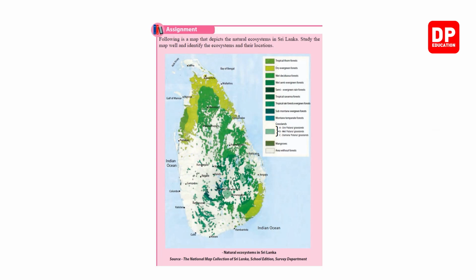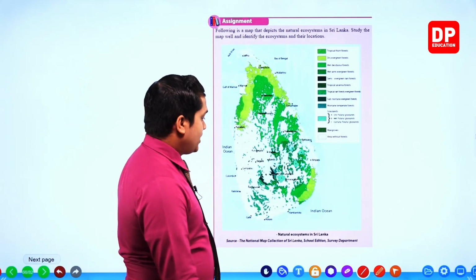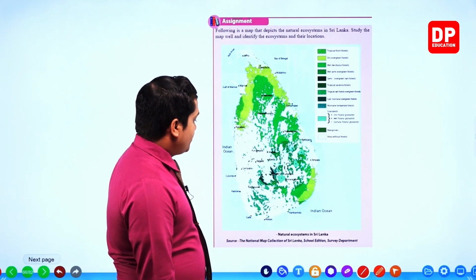Following is a map that depicts the natural ecosystems in Sri Lanka. Study the map well and identify the ecosystems and their locations. So when you study the map, my dear children, you can see that Sri Lanka has plenty of vegetation, right? Sri Lanka has plenty of vegetation over here.